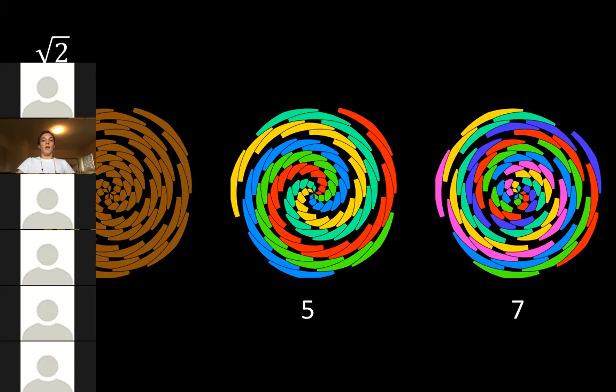You don't get Fibonacci numbers if you use other angles. So if you use the square root of 2, you don't get Fibonacci numbers, you get 5 and 7, and 7 is not a Fibonacci number.